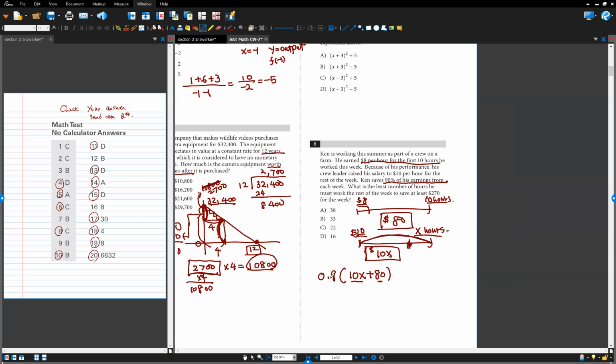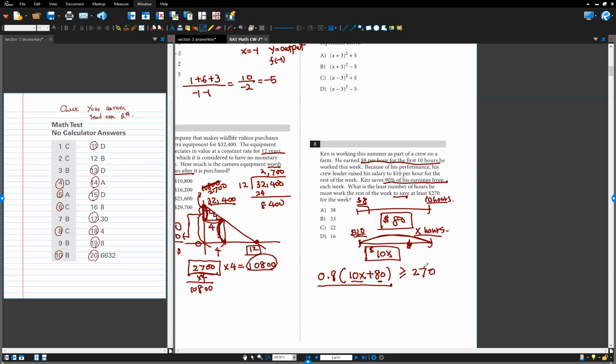Right? So what is the number of hours he must work? The rest of this work saved what? They can save, not the total amount. This is just the saved amount, 90%. This is going to be at least, greater than or equal to 70, okay? You have to set up this inequality right. Now you have to solve this one.